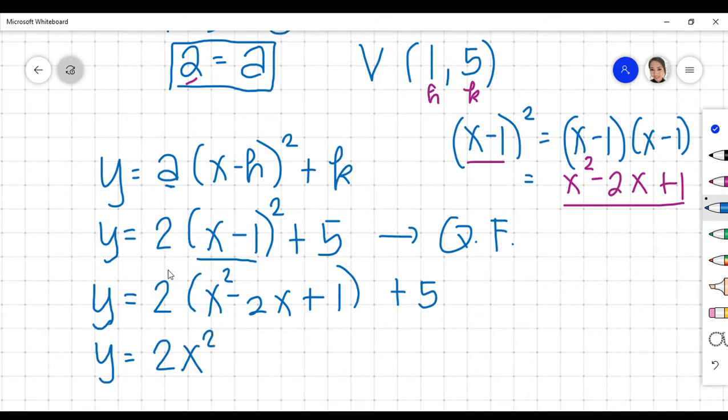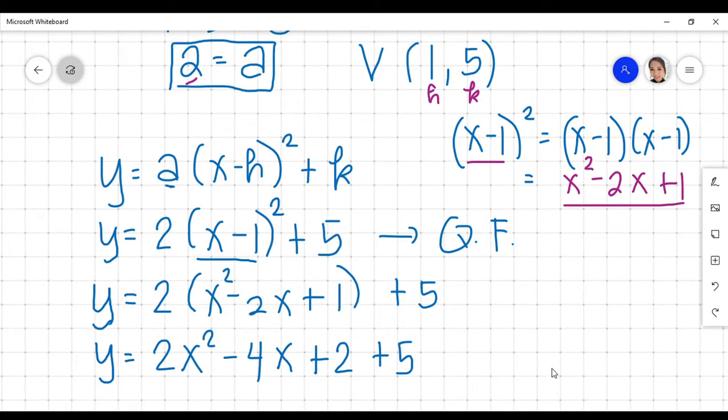And then 2 times negative 2x, that's negative 4x. 2 times positive 1, that is positive 2. And then copy plus 5. So, since we are done distributing 2 inside the parentheses, i-remove na natin yung parentheses. So, huwag ka nang maglagay ng parentheses sa baba.